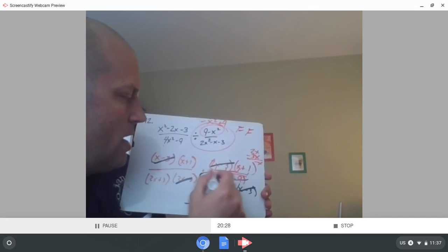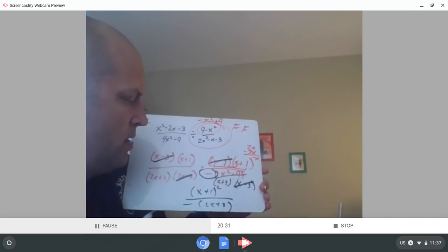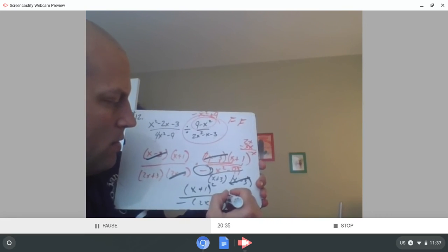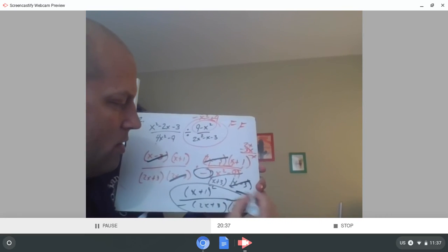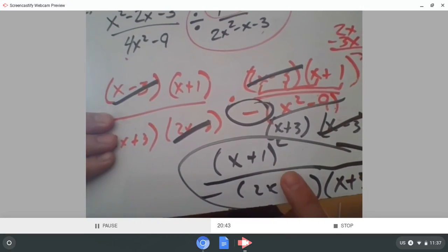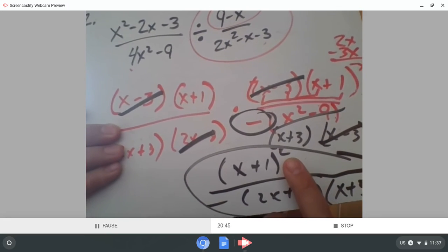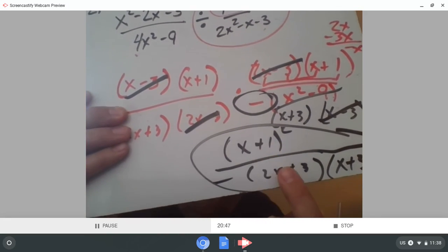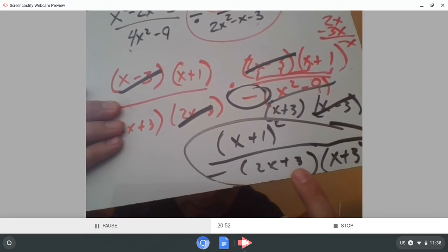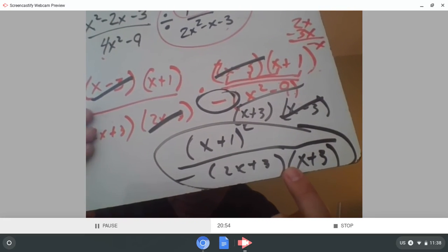And I also have a negative. And I also have an x plus 3. That one's kind of a lot to deal with here. So final answer, I have x plus 1 squared. That's x plus 1, or x plus 1 quantity squared. I have a negative sign, I have 2x plus 3, and I have x plus 3. Final answer.